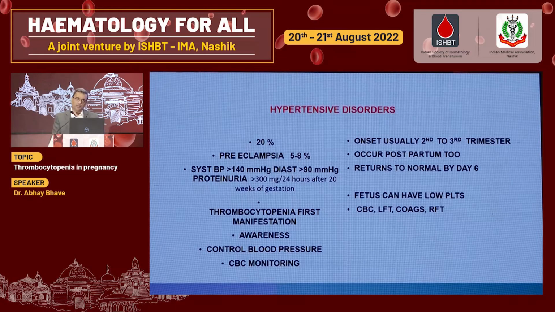Onset is usually second to third trimester. It may occur in postpartum also. And usually, if everything goes well, by about day 5, 6, the platelets start rising again. The fetus can also have low platelets. We may have to give immunoglobulin to the fetus like in the ITP situation.